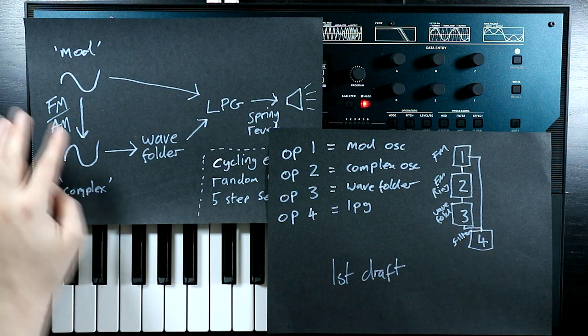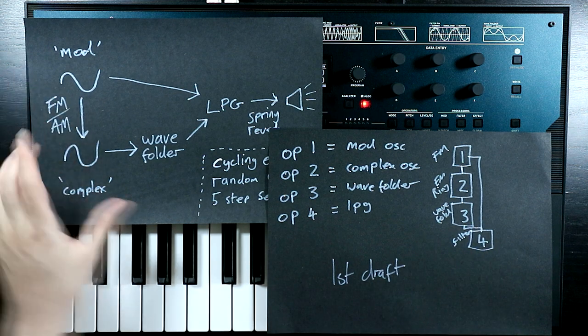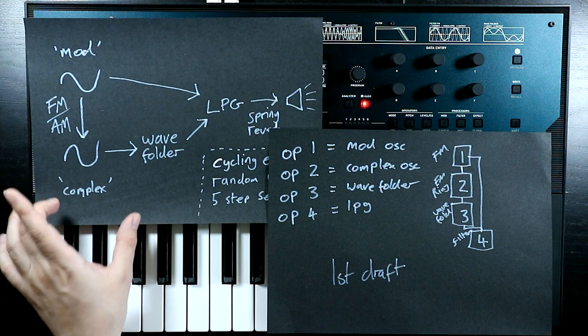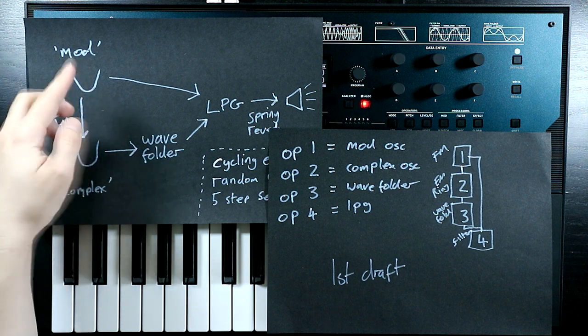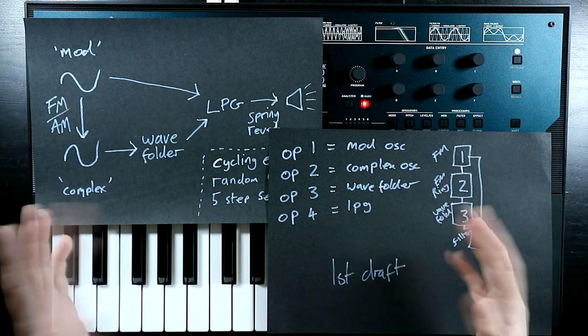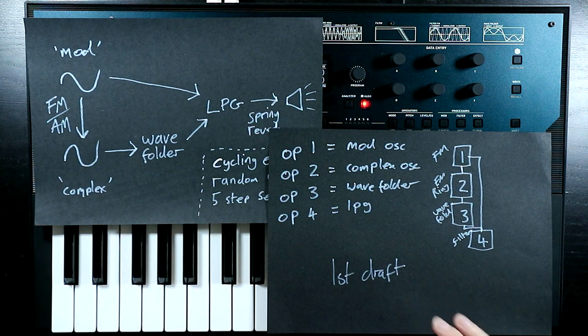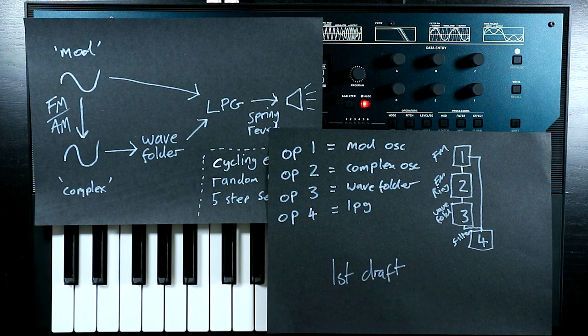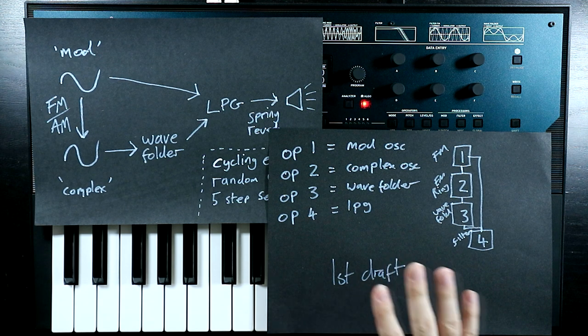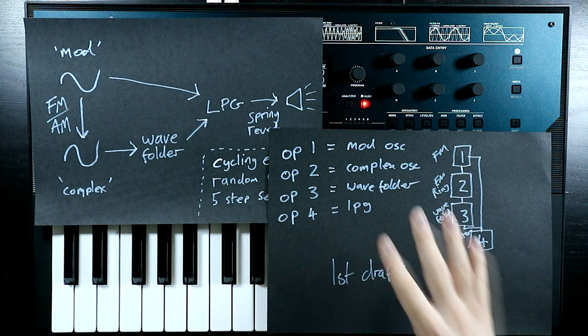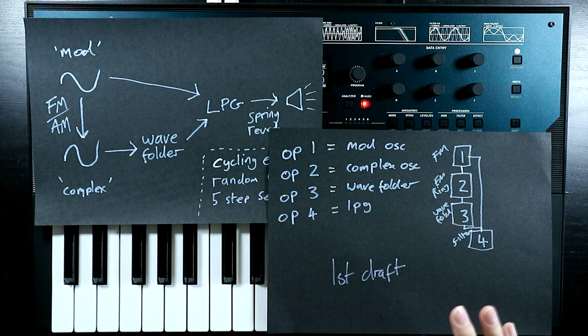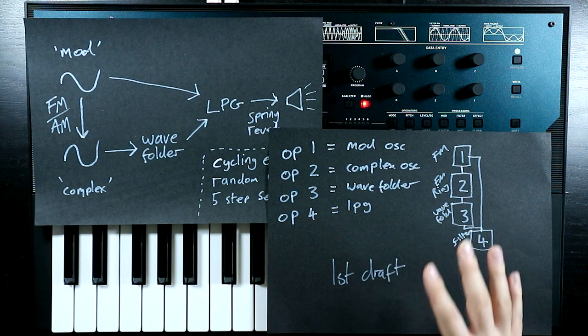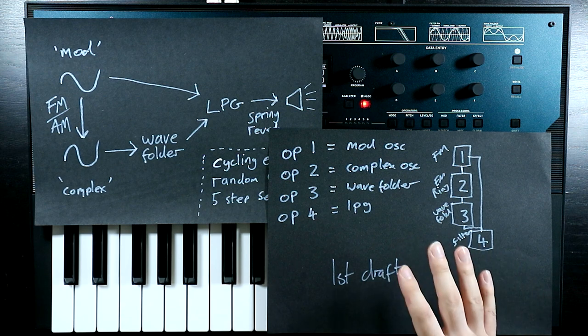And similarly, if I want to add some FM or AM to the complex oscillator, that means I'm also going to be hearing the output of the modulator because I'm going to turn it up. Same problem, but in reverse. And that removes some of the flexibility of this setup. So this is my first draft. I started making a video on it. I got about 30 minutes into the video and then I went, oh no, this doesn't actually work. So much for the best laid plans.